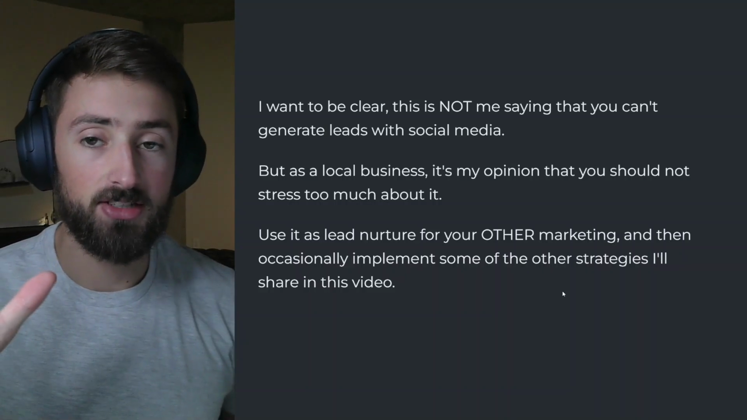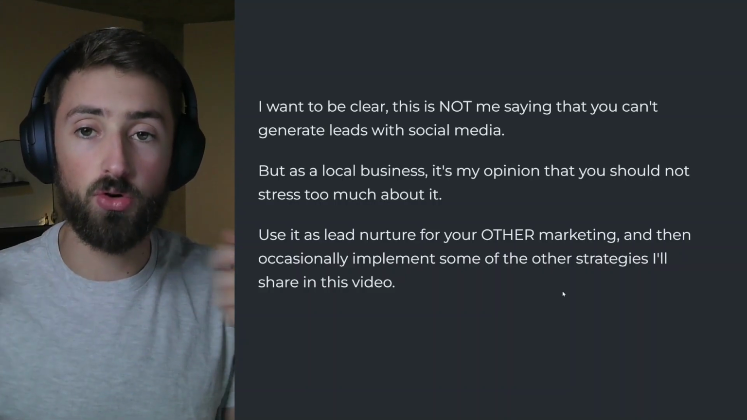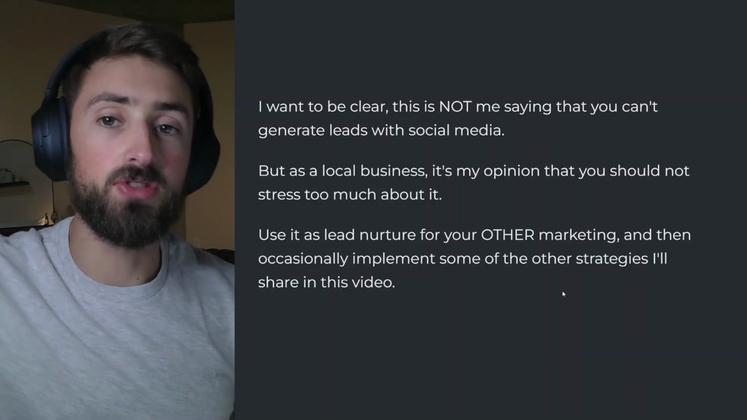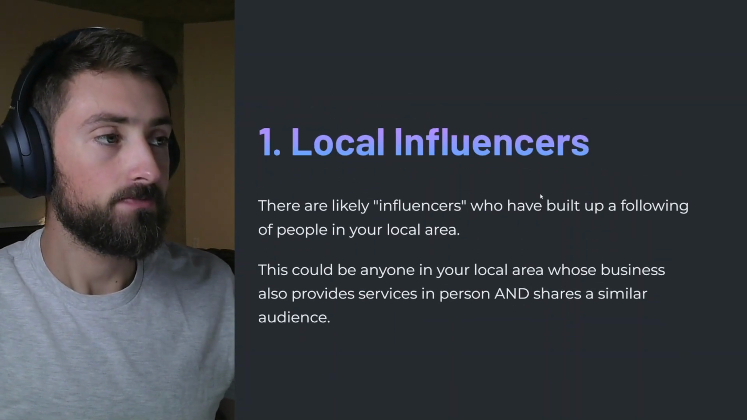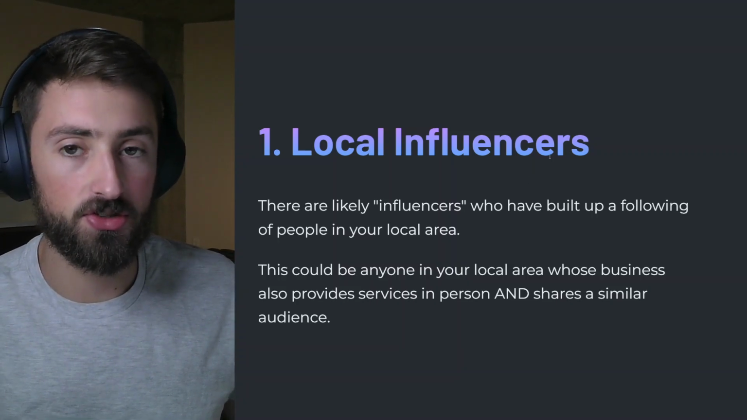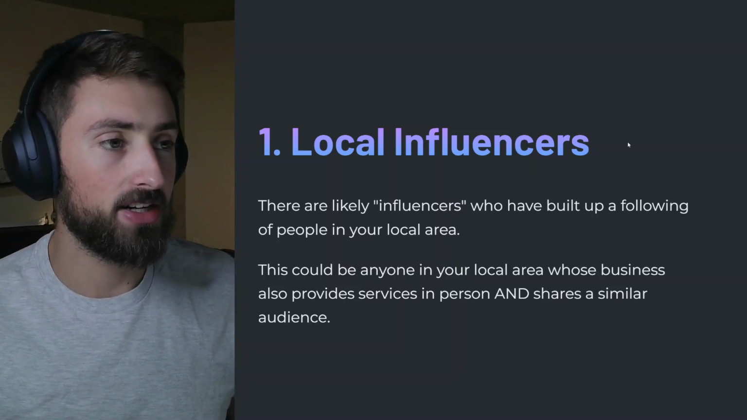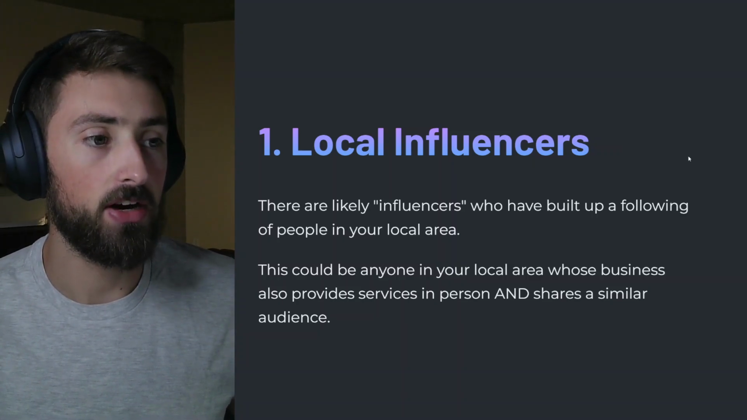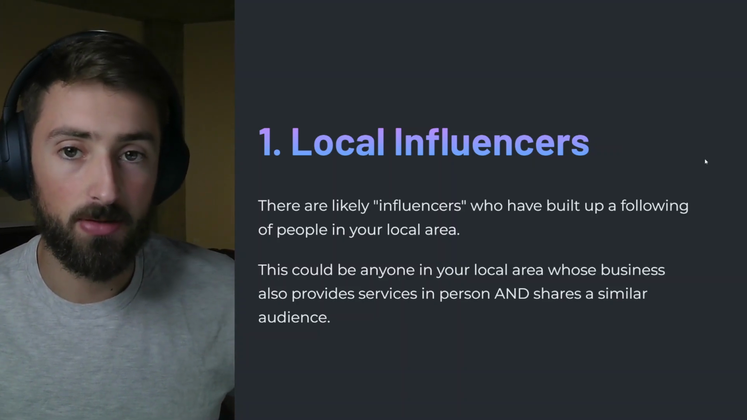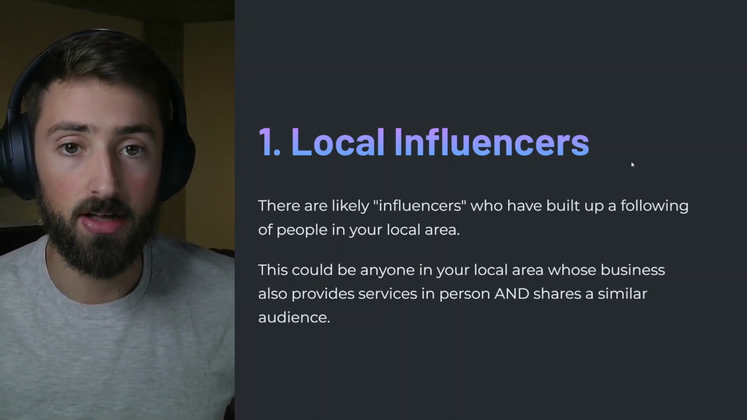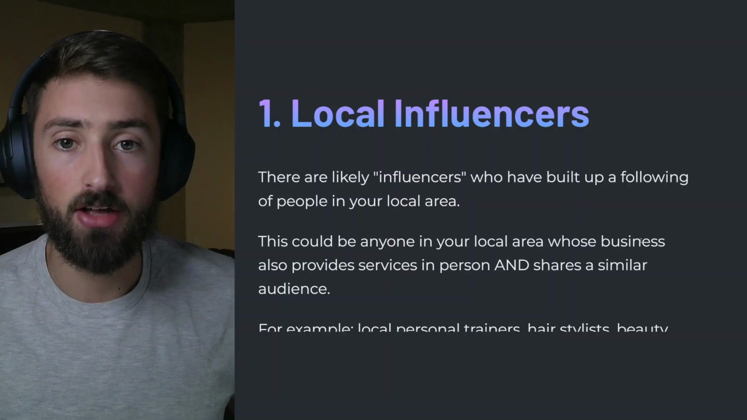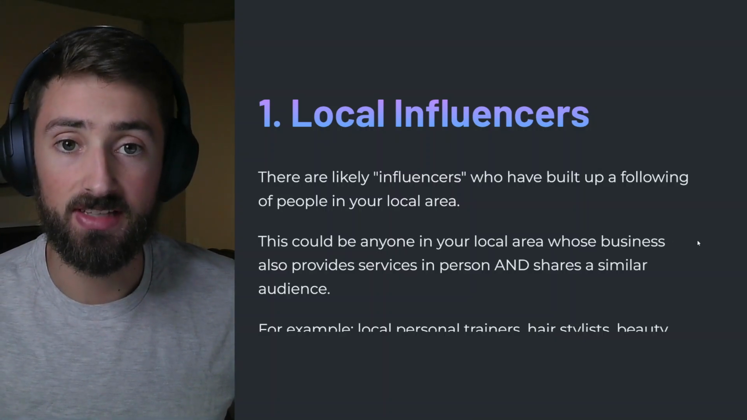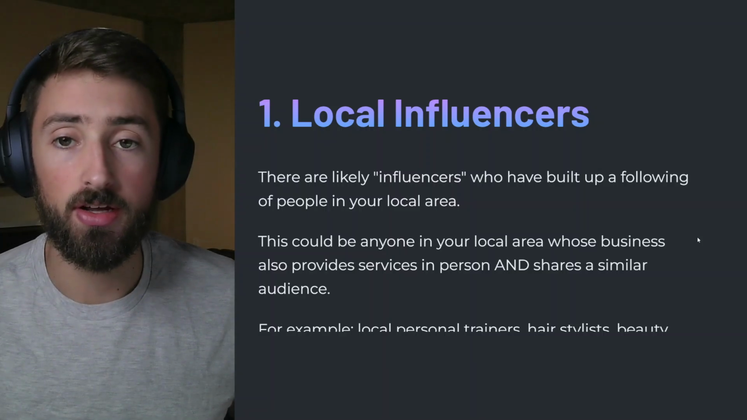So I have 5 different strategies that you can use to get brand new people in your local area to find out about you using organic social media. Now, number one, the first strategy here, and these are in no order, is local influencers. So there are likely influencers who have built up a following of people in your local area. This could be anyone in your local area whose business also provides services in person and shares a similar audience to you.